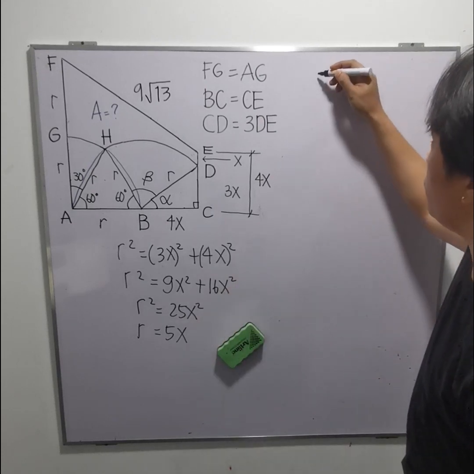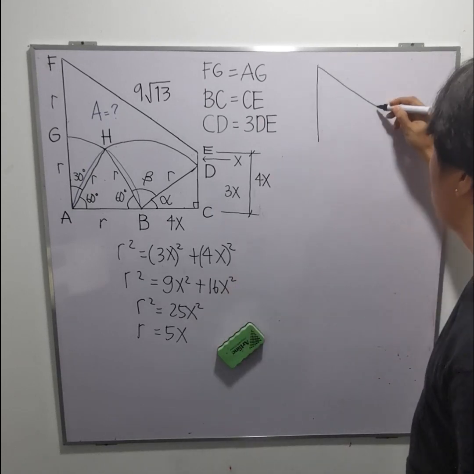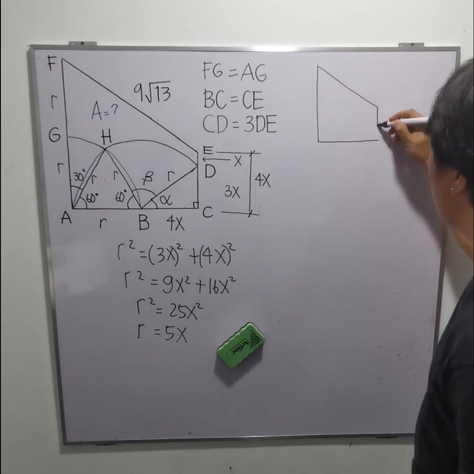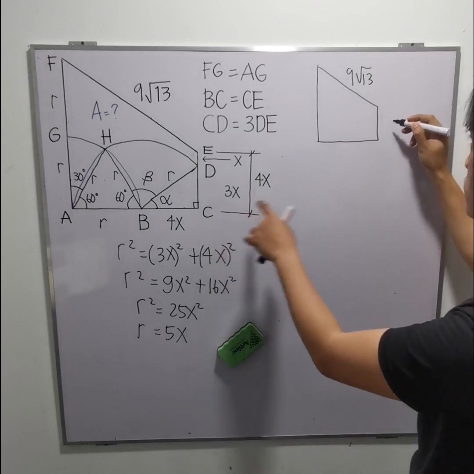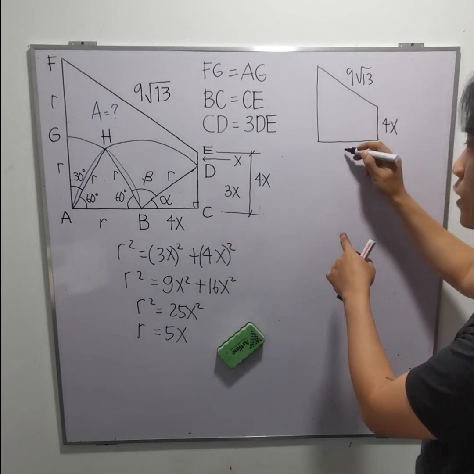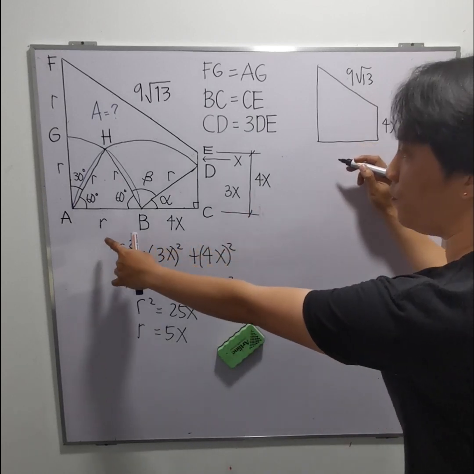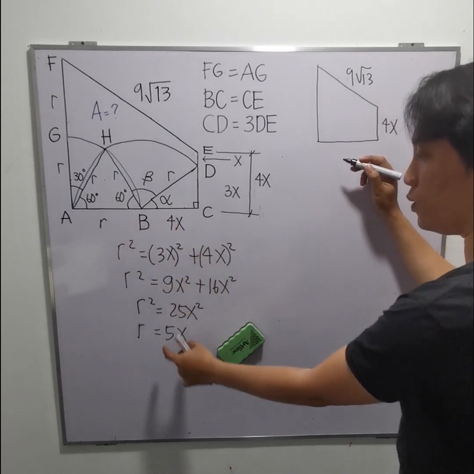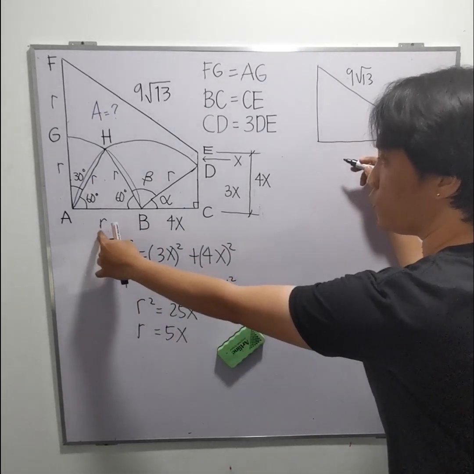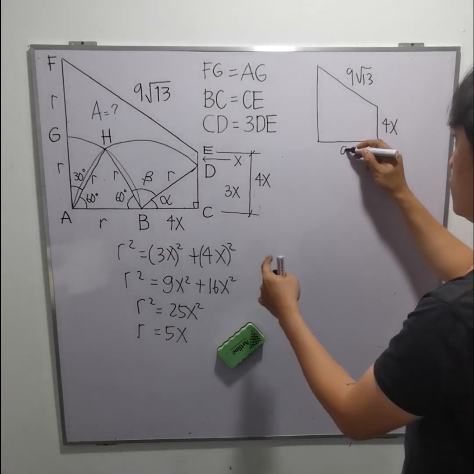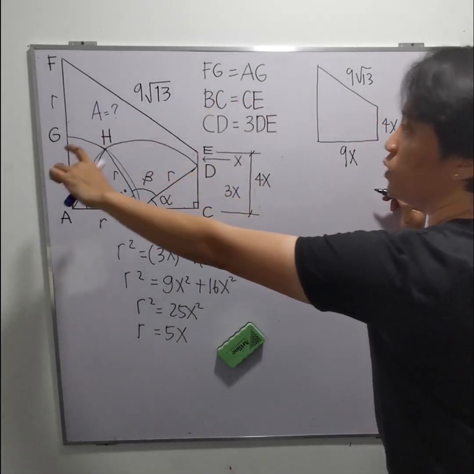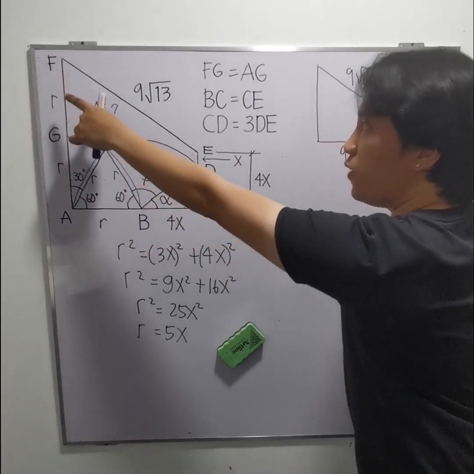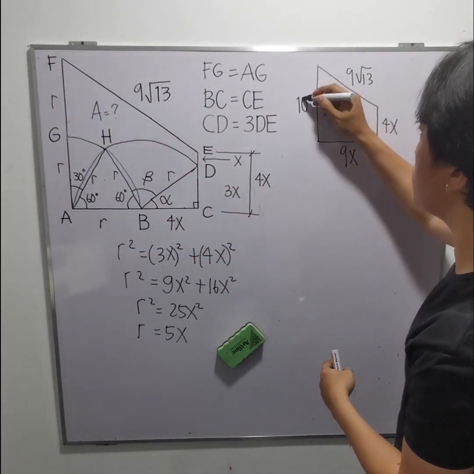So to solve for x, if we take the trapezoid here, this is 9 square root of 13. This is 4x. This is 5x plus 4x, right? So r is equal to 5x. So we have 5x plus 4x, this is 9x. And this is also r plus r, so 5x plus 5x, that is 10x.